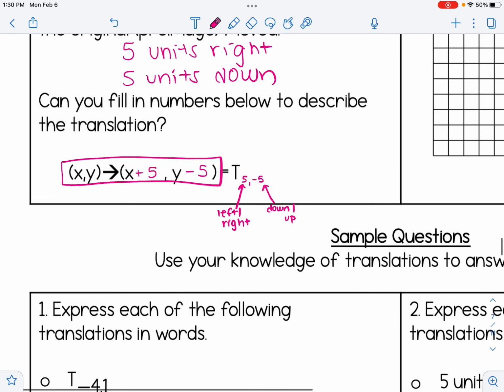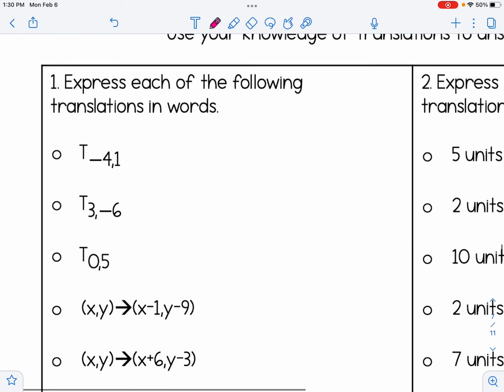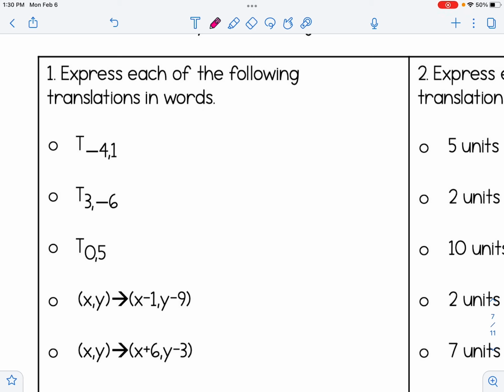So the next thing we're going to practice is taking symbol form like that and then putting it in word form and vice versa. So if I look at number 1, it asks us to express each of the following translations in words. For the first bullet point, I have a -4 and a +1. So remember, the first number indicates left or right. Since it's negative, I'm going to say that this was a translation left 4 units. The second number indicates down or up. Since it's positive, I'm going to say we translate up 1 unit.